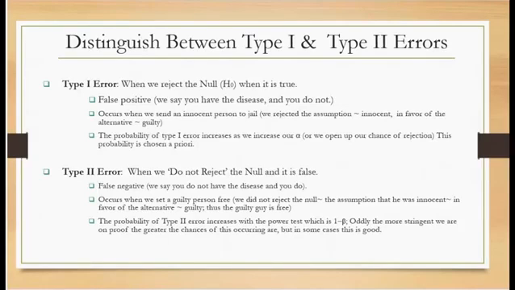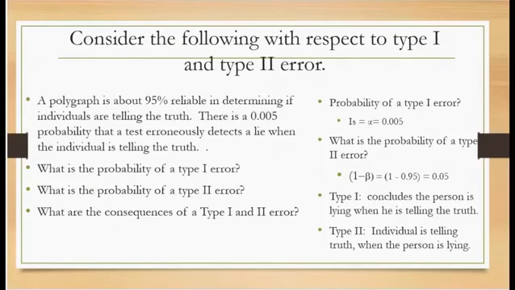And so it's just kind of the trade-off between type 1 and type 2 errors. So here's an example that uses the type 1 and type 2 errors. We know that a polygraph is about 95% reliable in determining if individuals tell the truth. Thus, there's a 0.005 probability that a test erroneously detects a lie when the individual is telling the truth. So what is the probability of a type 1 error?